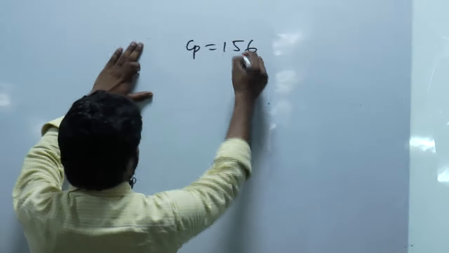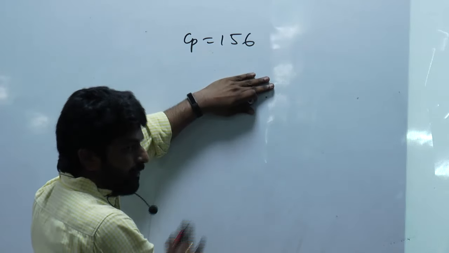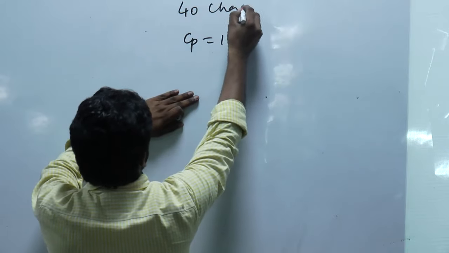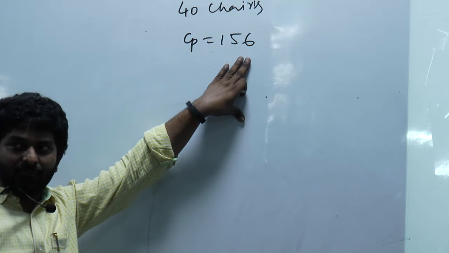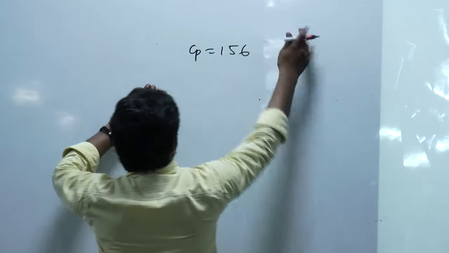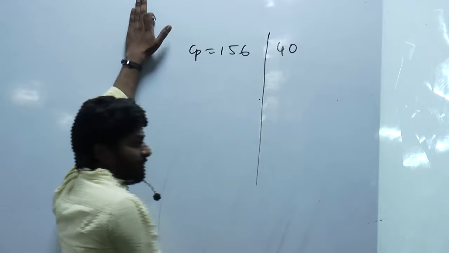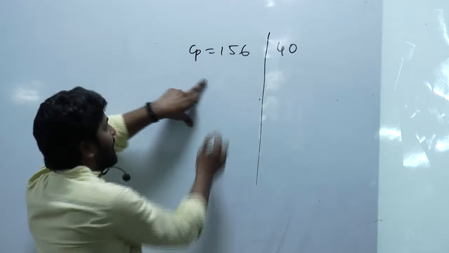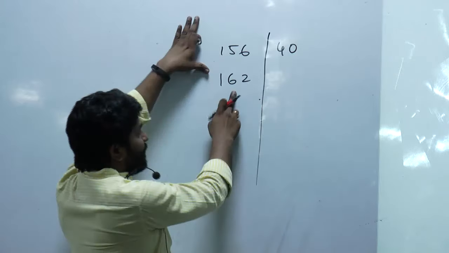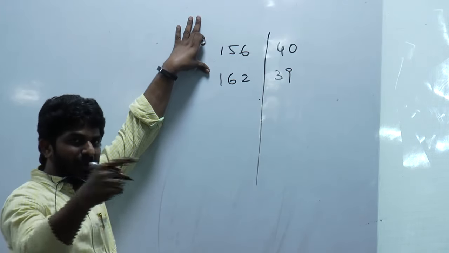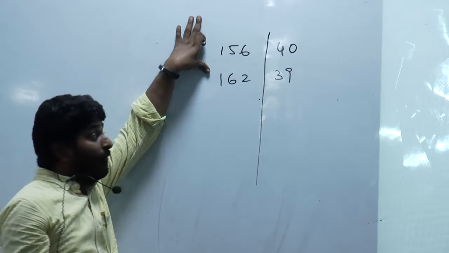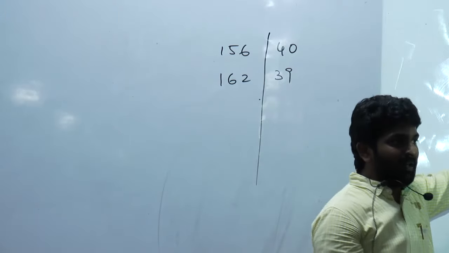Actually, 1 chair cost price is 156. How many chairs do we have? 40 chairs. If you increase its price by 6 rupees, with 156 rupees, if you want to sell, how many chairs can you sell? 40 chairs. If you increase the price by 6 rupees, if the selling price becomes 162, you can sell only 39 chairs. One chair will be unsold. For every increase of 6 rupees per chair, one unsold chair will be there.